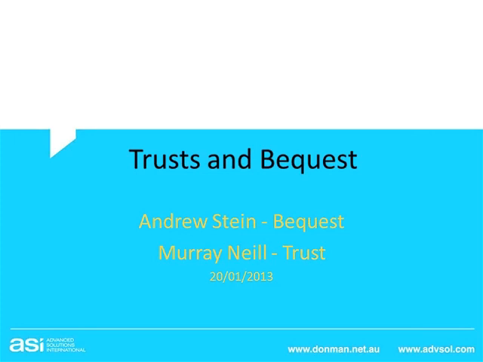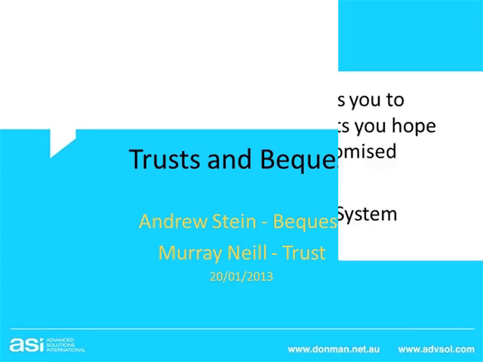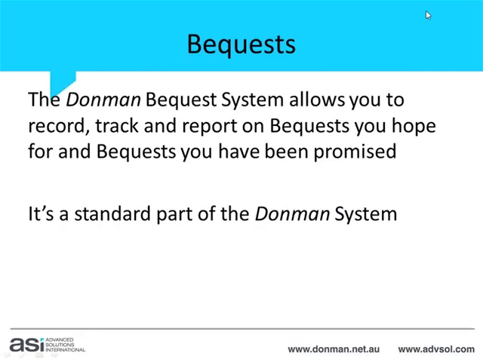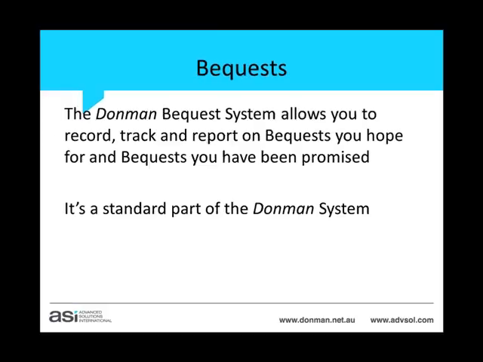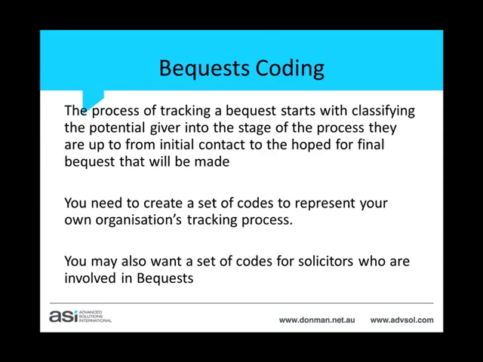So, getting started on Bequest, the Donman Bequest system allows you to record, track and report on bequests you hope for and bequests you have been promised. It's a standard part of the Donman system, so everybody that's got Donman has the Bequest system. The process of tracking a bequest starts with classifying the potential giver into the stage of the process they are up to, from the initial contact to the hoped-for final bequest that will be made.